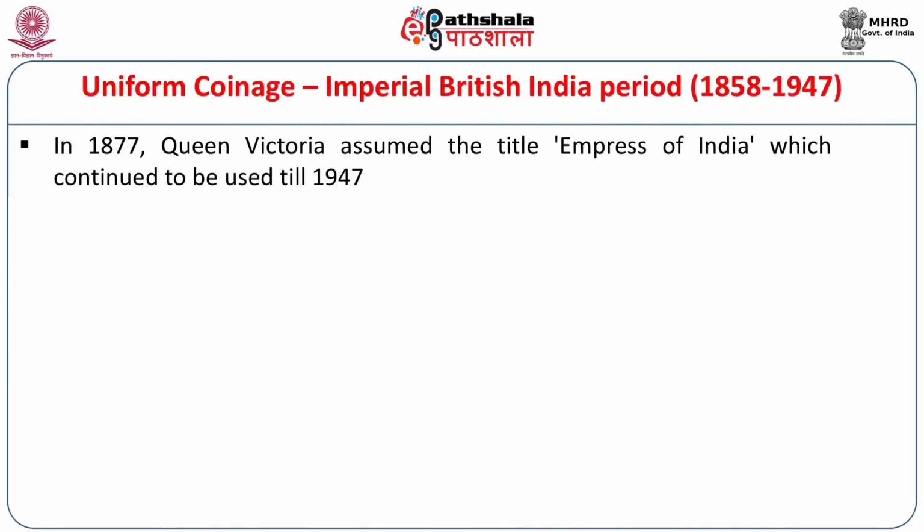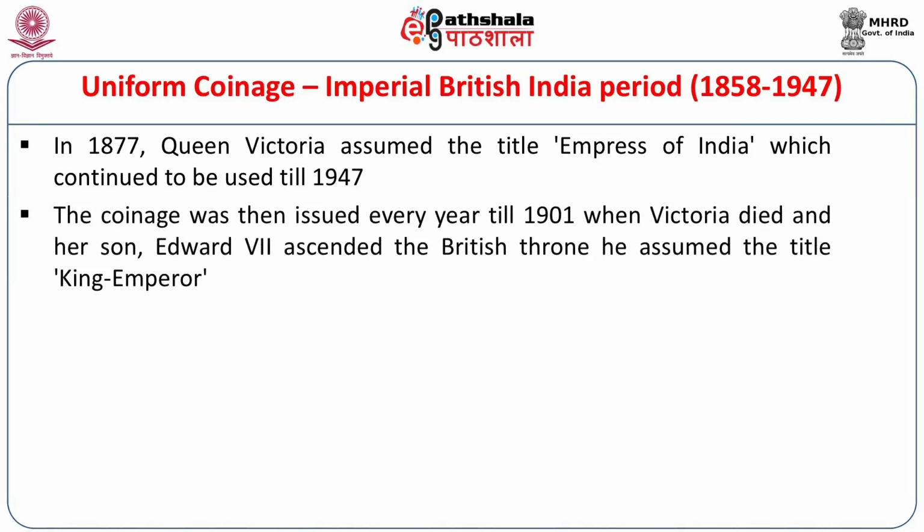In 1877, Queen Victoria assumed the title Empress of India on her coinages, and this title then continued to be taken by all her successors right till the period of 1947. The coinage was then issued every year till 1901 when Queen Victoria died, and her son Edward VII ascended the British throne, assuming the title King Emperor of India along with his British titles.